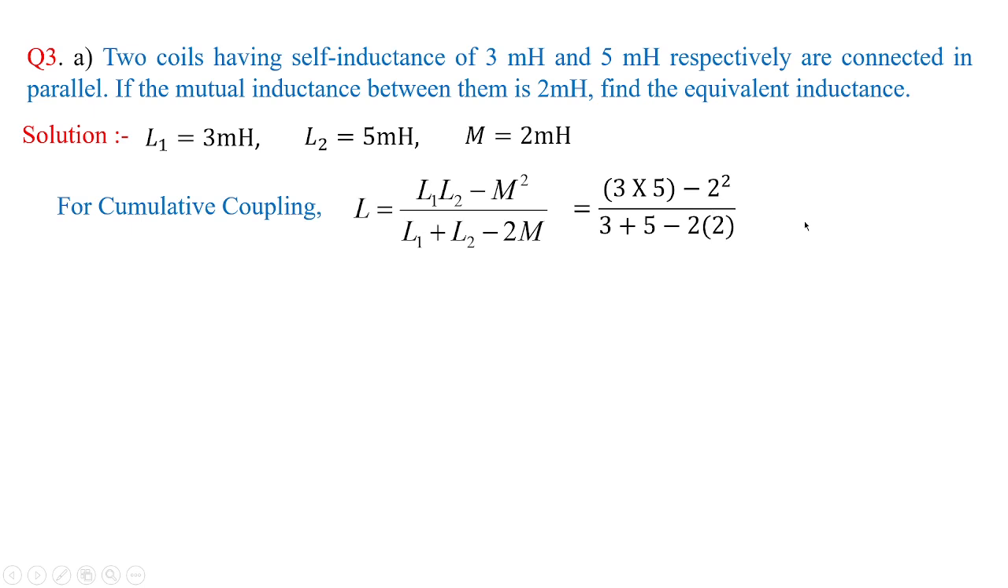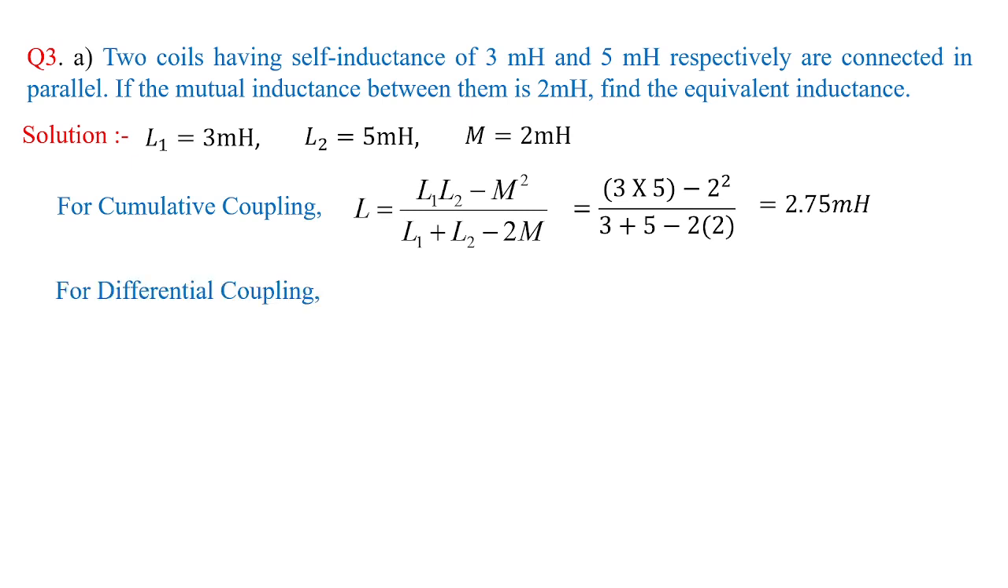taking these values, 3 times 5 minus M, which is 2 milli, so 2 to the power of 2, whole divided by 3 plus 5 minus 2 times 2. So here all the values of the inductances, that is self and mutual, are given in milli. That's why I have taken 10 to the power of minus 3 outside. And finally, when I calculate the values, I get 2.75 millihenries. Is this clear?